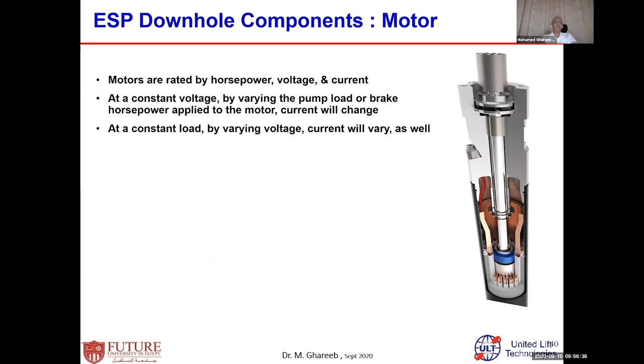As I said, when we talk about an ESP motor, you need to rate it by horsepower, volt, and current. You say this motor has X horsepower, X volt, and X current. This is usually the name of the motor. How to rate it: at a constant voltage, if you change the load or brake horsepower applied to the motor, the current required to rotate that motor will change. At a constant load, if I vary the voltage, the current will also vary.